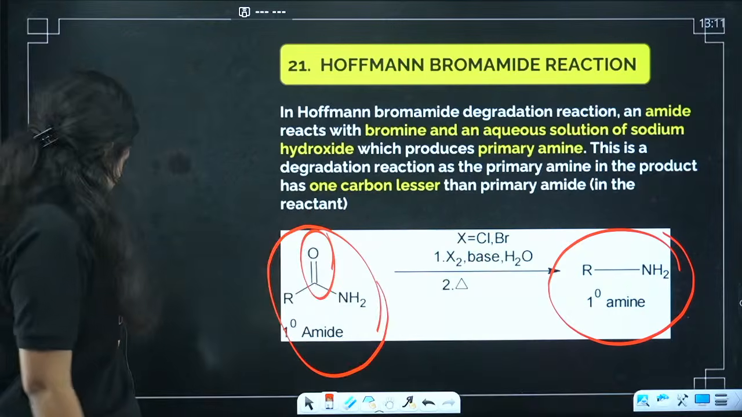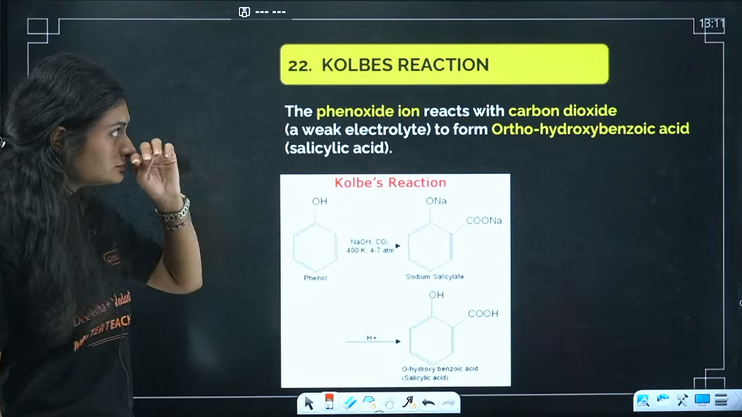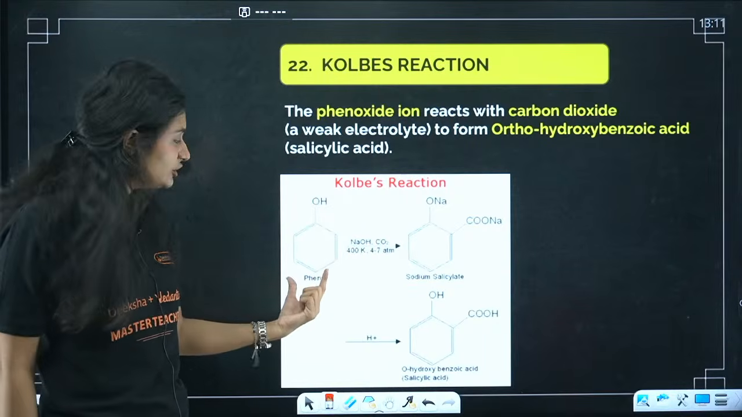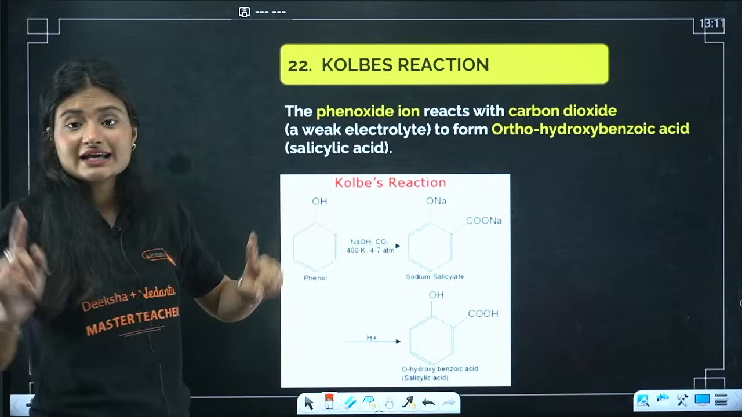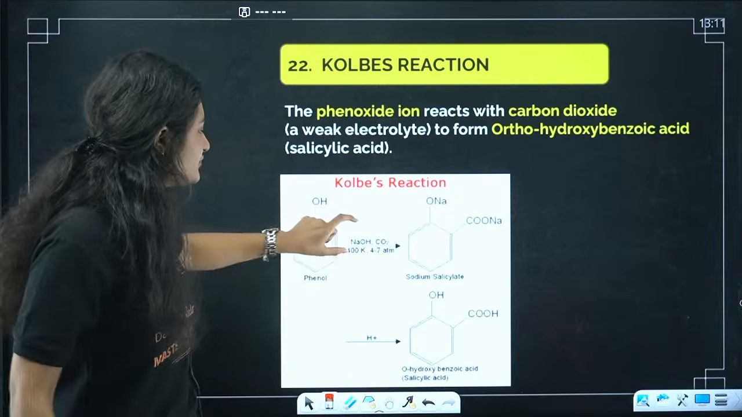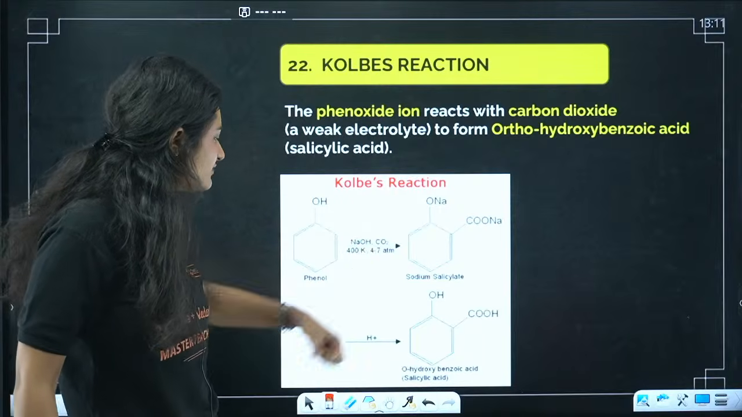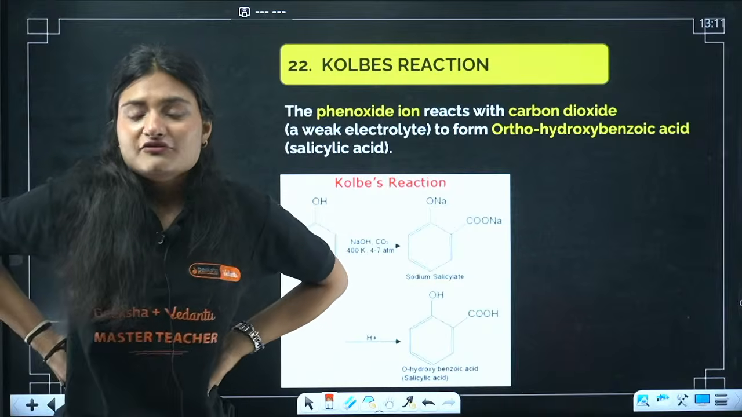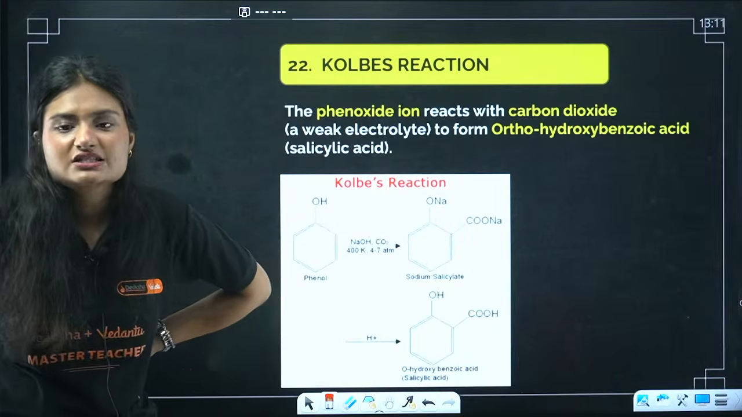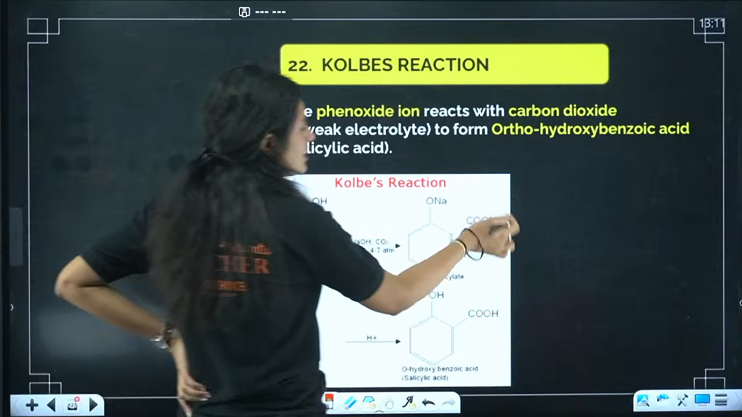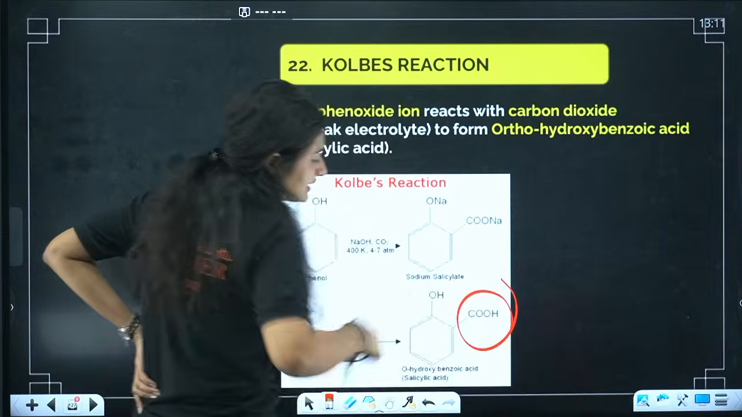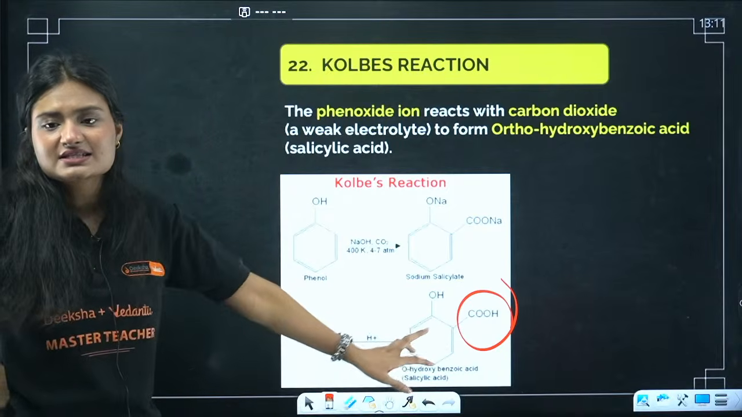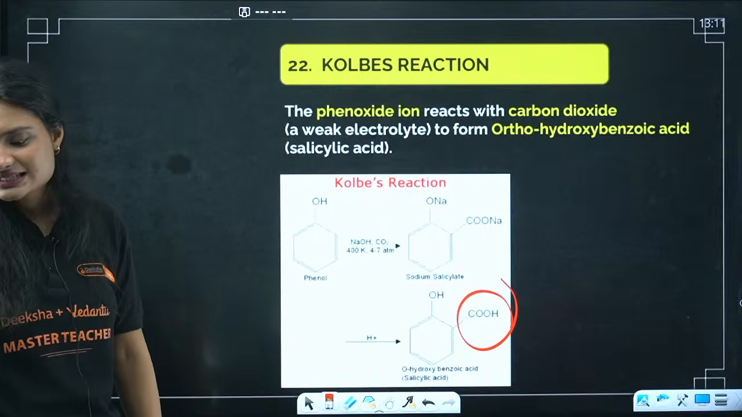Kolbe reaction. Firstly, we have a phenol, and we convert it into phenoxide ion. Then CO2 is used, at 400 Kelvin and around 4 to 7 atmospheric pressure. We get an ortho-substituted carboxylic acid. At the ortho position, carboxylic acid will form, and this OH will remain as it is. So we get salicylic acid.